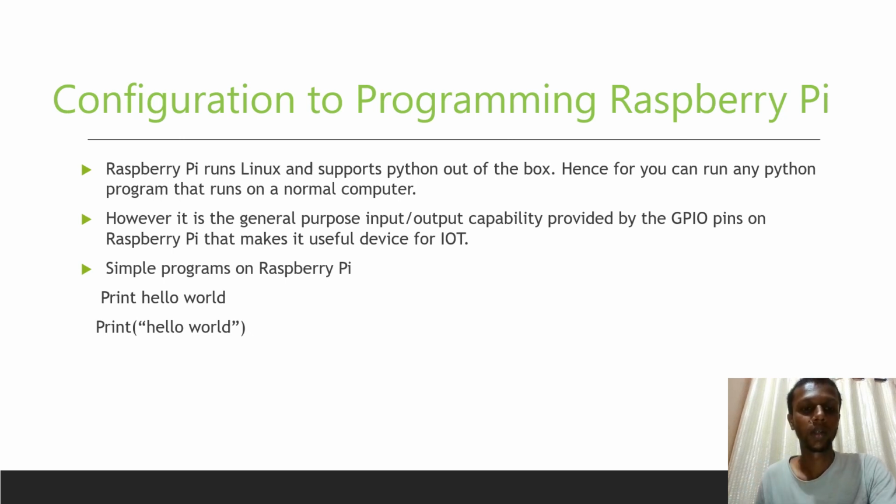Here's a simple program on the Raspberry Pi to print two words, hello world. It is also Python code. We use the print keyword and two brackets. We just have to type whatever we want to display in the middle of two double quotations.